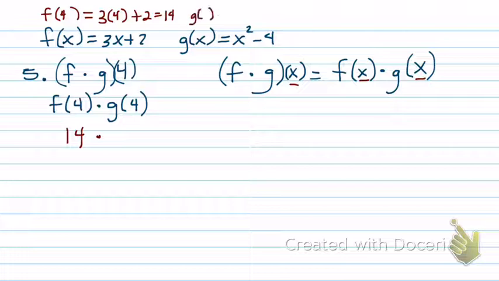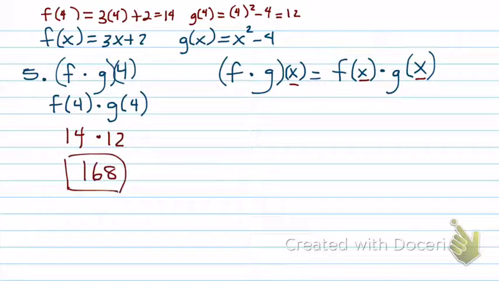G of 4, we'll use the g function. And let's plug in 4. And that's 16 minus 4, we're going to get 12 there. And so when we multiply, we get 168. And so that's how you do a problem like that.